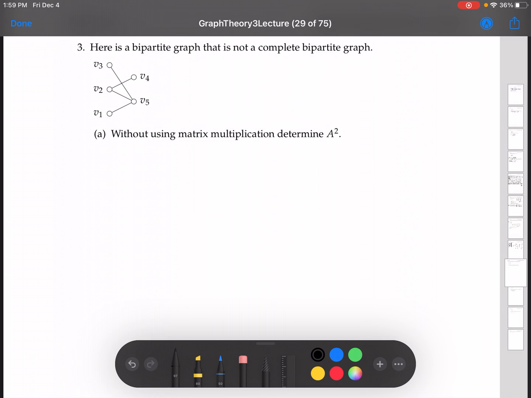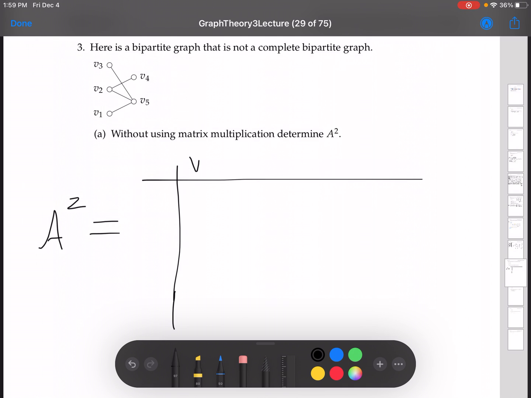Now, I'm going to start with a grid. That makes it easier, I think. V1, V2, V3, V4, V5, V1, V2, V5.